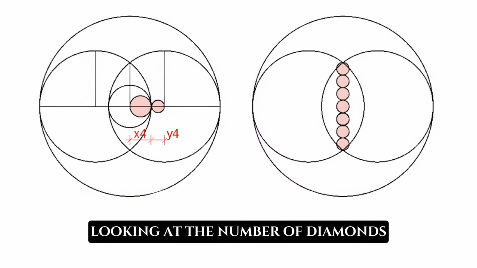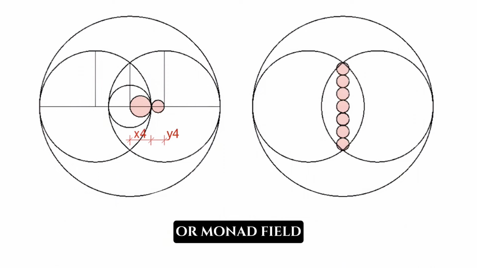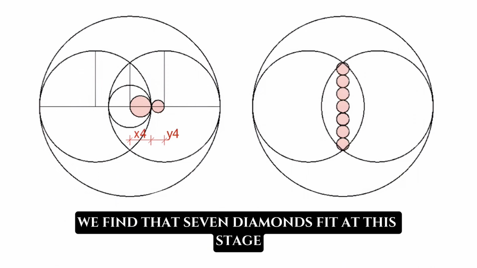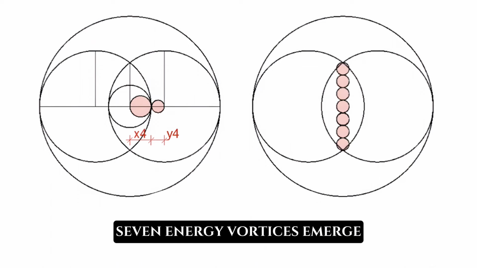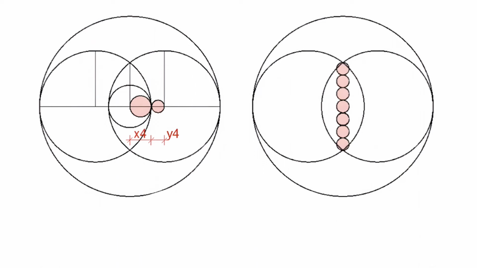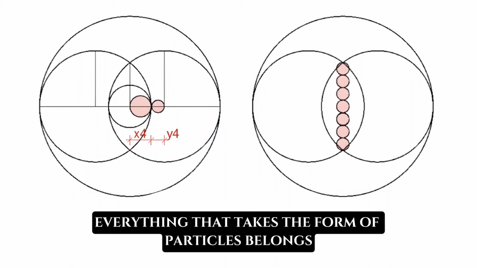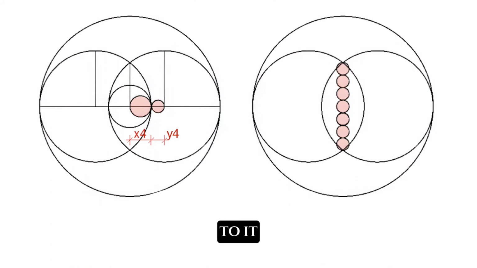Looking at the number of diameters that can be inscribed into the Vesica Piscis or monad field, we find that 7 diameters fit. At this stage, 7 energy vortices emerge, centers around which matter begins to condense. This is the emergence of the material world. Everything that takes the form of particles belongs to it.